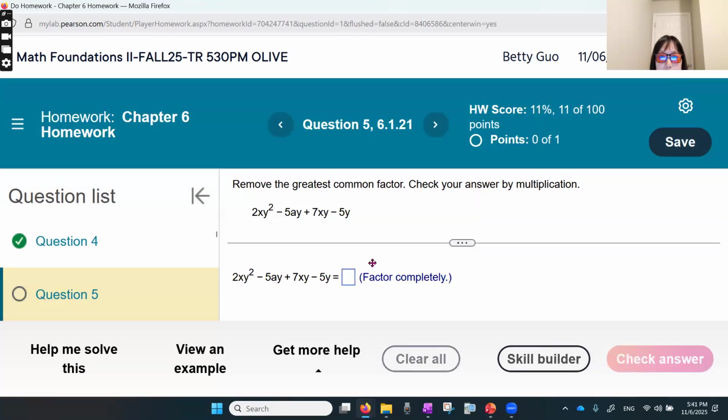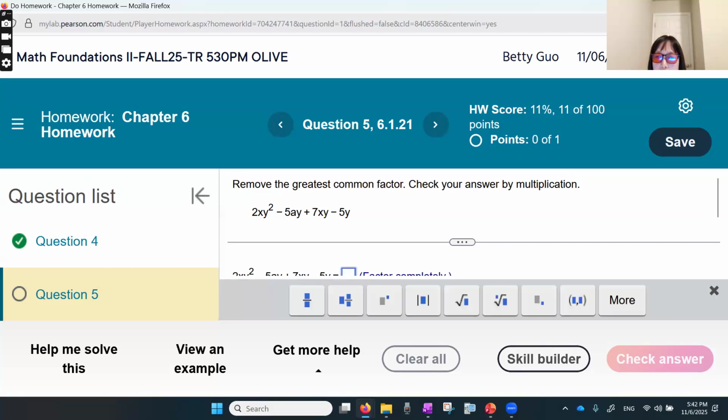Question number 5. It has 4 terms. Let's see how we do it. Those you have to group, right? Yeah, but we would consider GCF first, right? So look at the coefficients 2, 5, 7, 5. Coefficient-wise, no GCF. And x is not common. But all the 4 terms have a y. Do you notice that?